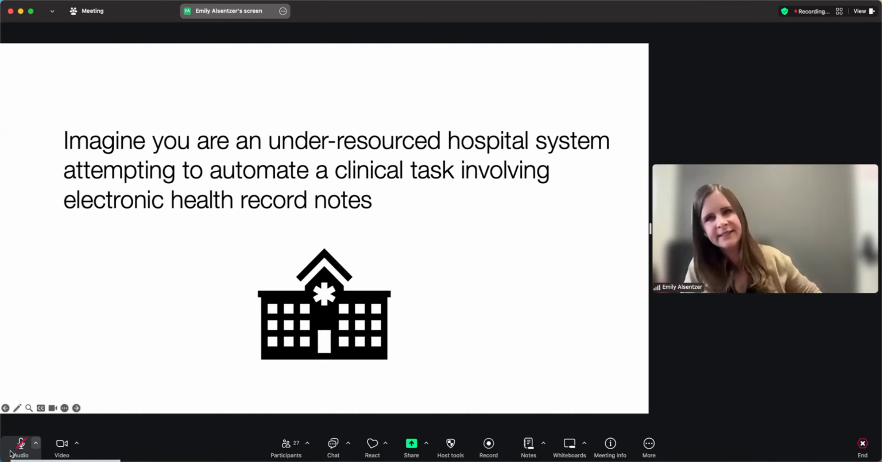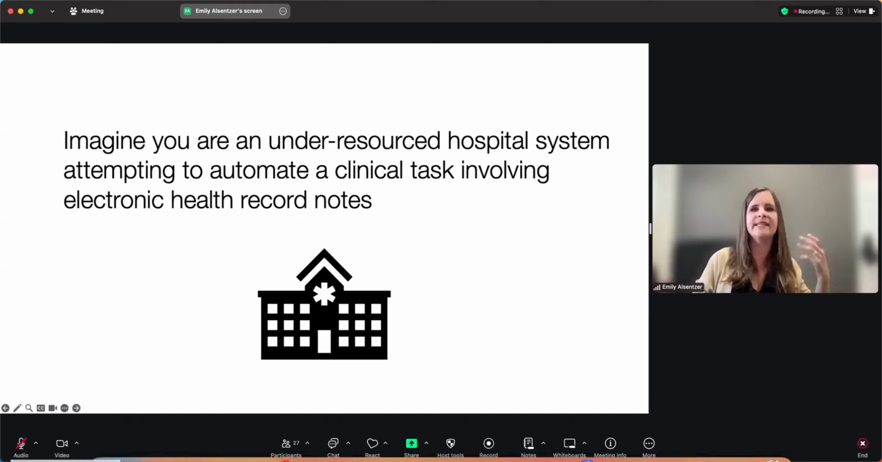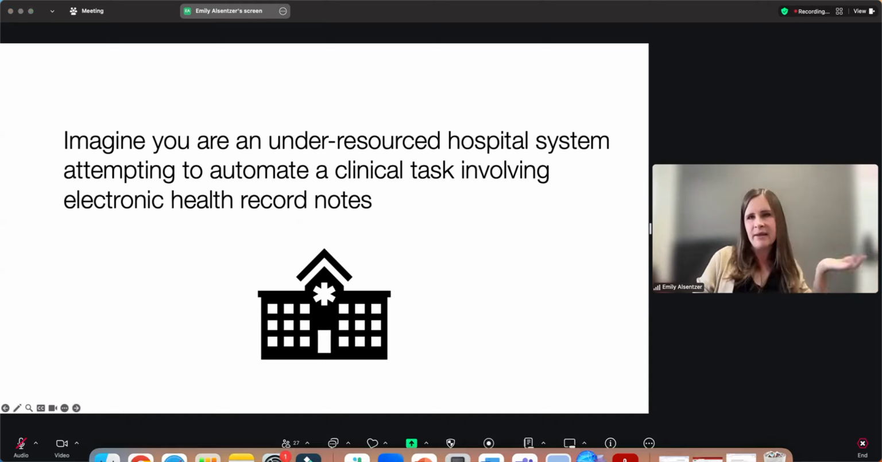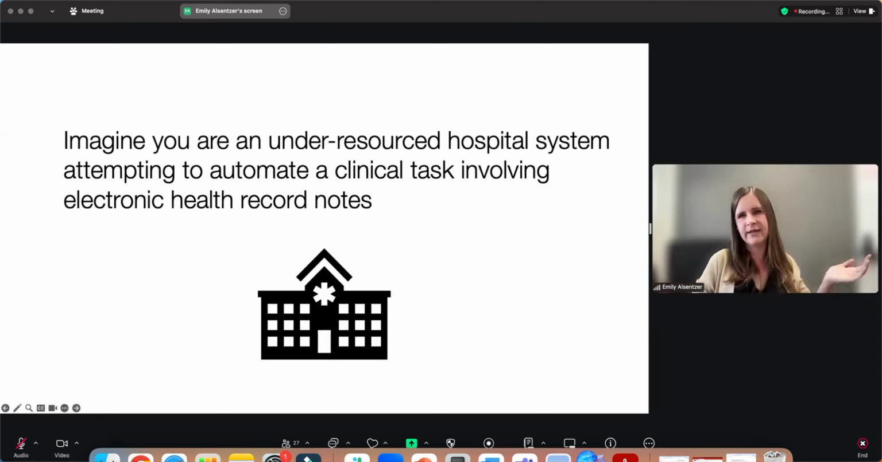So to answer this question, we considered the perspective of a resource-constrained hospital system that's attempting to automate a clinical task involving EHR notes using as few resources as possible. For instance, suppose a hospital wants to implement semantic search of clinical notes, and they would like to use a language model to allow the hospital to automatically extract answers to questions about a patient's medical history.